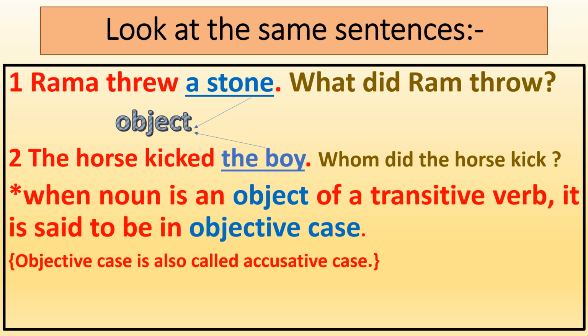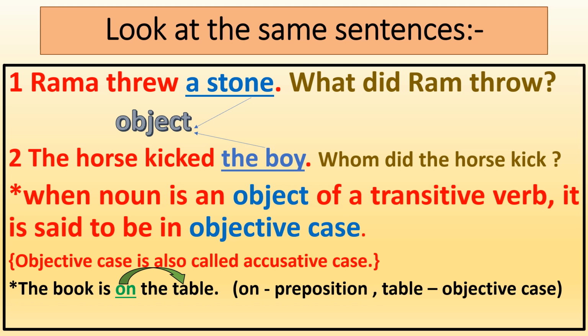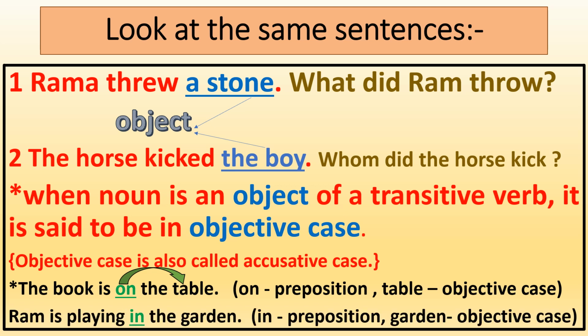Note, a noun which comes after a preposition is also said to be in the objective case. The noun is then said to be governed by the preposition. As the book is on the table, the noun table is in the objective case, governed by the preposition on. Second sentence, Ram is playing in the garden. The noun garden is in the objective case, governed by the preposition in.